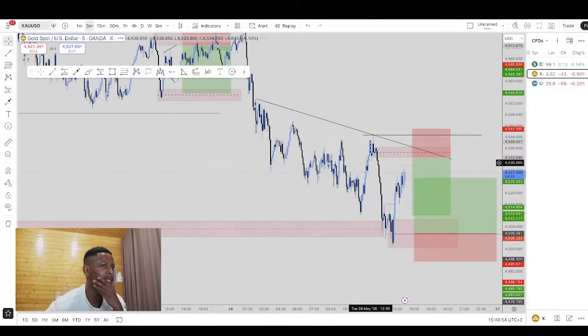Okay, let's see this one here. It's tricky because, like I did say, it would be nice to sell, right? It would be nice to sell this one here. But let me wait.